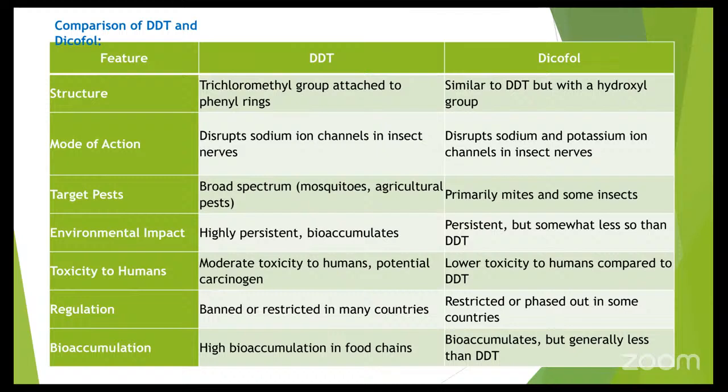Regulations: DDT is banned or restricted in many countries, but dicofol is restricted or phased out in some countries. Coming to bioaccumulation, DDT is highly bioaccumulating in food chains, and dicofol is bioaccumulating but generally less than DDT. And here, the toxicity of DDT increases with decrease in temperature. Hence, it is said to have a negative temperature dependence coefficient.